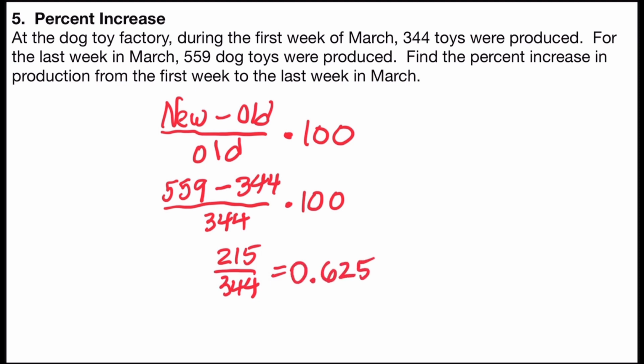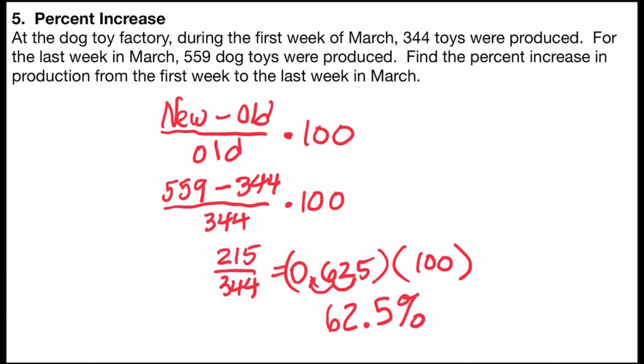0.625. And the last step then is to take that decimal number and multiply it by 100 to express it as a percentage. When you multiply by 100, you're changing two place values. So we'll multiply and change two place values and find out that the percent increase is 62.5%.